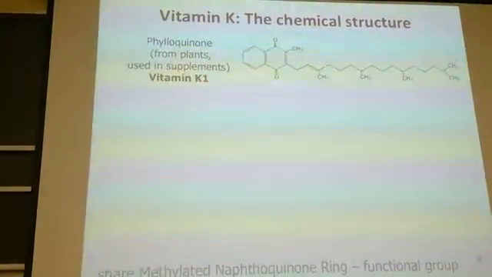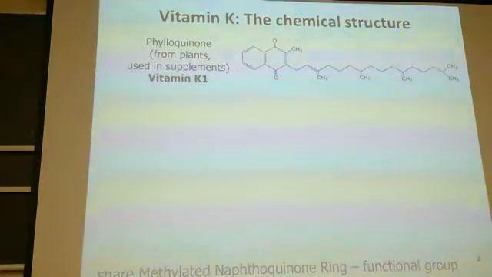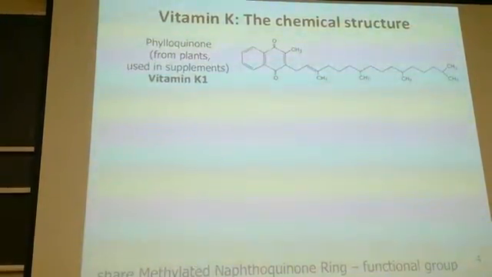So vitamin K can come in a variety of different flavors. Shown here is phylloquinone or vitamin K1. These vitamin Ks share this double ring, this naphthoquinone ring that's methylated, and then each of them has this R group, which will tend to be a branched hydrocarbon chain off of this carbon here. So shown here is vitamin K1. This is going to be the predominant vitamin K in the diets that we get from plants. It's also the form that's found in supplements.